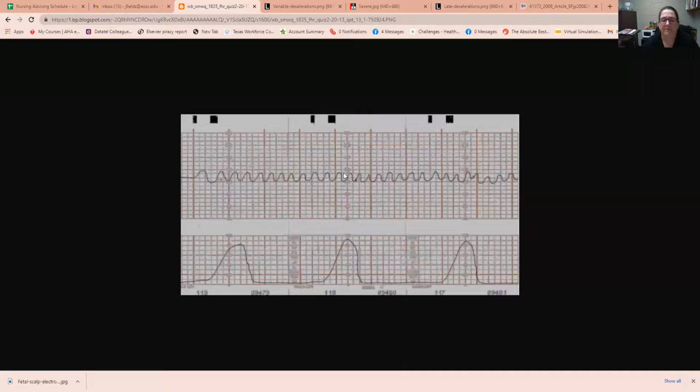The last one that we consider a category 3 strip is sinusoidal. So we're going to go back and look at what that looks like again. Okay, this is a sinusoidal pattern. Don't mistake it for variability. This indicates severe compromise. This fetus isn't adjusting to anything. It just is having this weird wavy heart rate pattern. This is a category 3 strip.